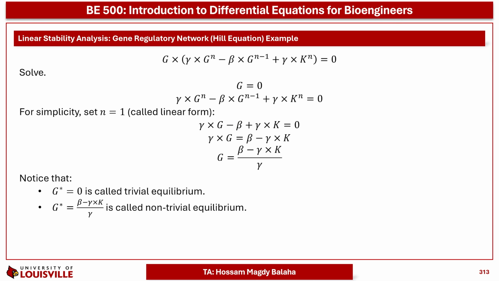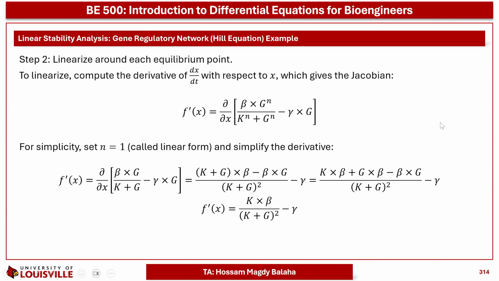Now we have 2 points or 2 assumptions. Let's assume that g equals 0 or the second factor equals 0. Let's say for now n equals 1 and solve it. You will find that g equals that factor. Based on these 2 assumptions, we have 2 equilibrium points: g near 0, which is called the trivial equilibrium, and this factor, which is called the non-trivial equilibrium.